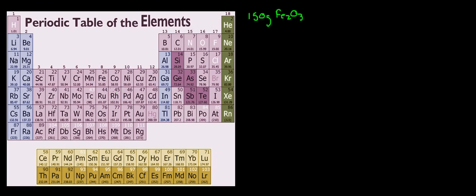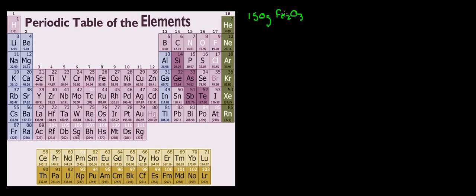I'm going to be looking for the number of moles in 150 grams of iron 3 oxide. Now I go about finding that by finding the molar mass of iron 3 oxide, and I do that by thinking of this as not one molecule, but breaking this down in my mind. 1 mole of iron 3 oxide is made up of 2 moles of iron and 3 moles of oxygen.